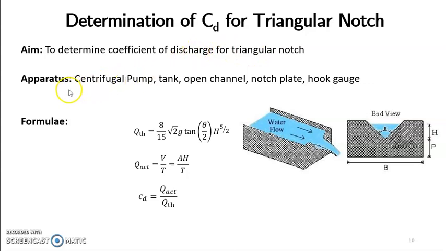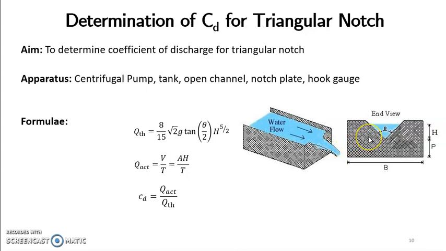The apparatus required for the experiment are centrifugal pump, tank, open channel, notch plate and hook gauge. Here we have an image of triangular notch, that is V notch, and we have the horizontal channel, and at the end of the channel is connected the V notch, and the water is made to flow through this particular V notch, and the sheet of water coming out from this V notch is known as nappe.